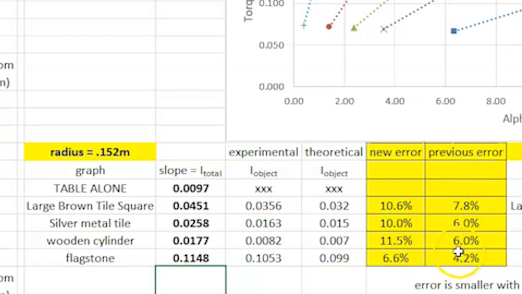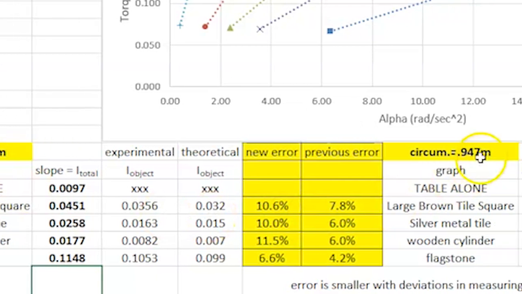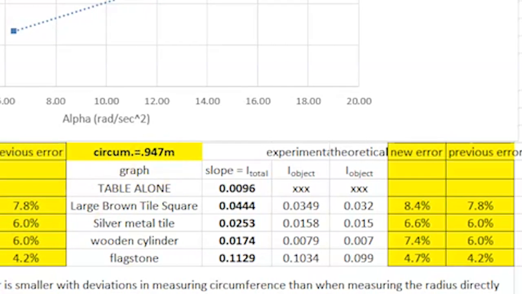It looks like some of them are a little more than 5% change, with a 2 millimeter change in the radius measure. Whereas over here, if I measured the circumference to be 94.5 centimeters, now again I have a difference of 2 millimeters, 94.7 centimeters now, and you can see the difference that makes. The percent errors don't change as much.